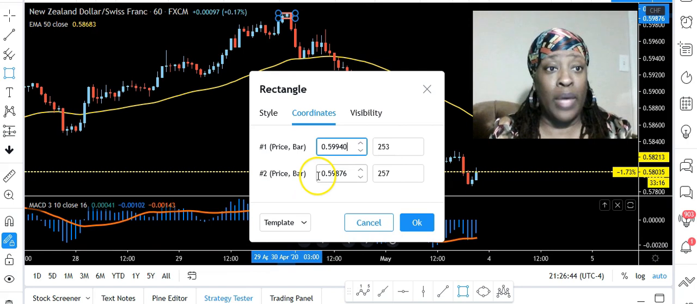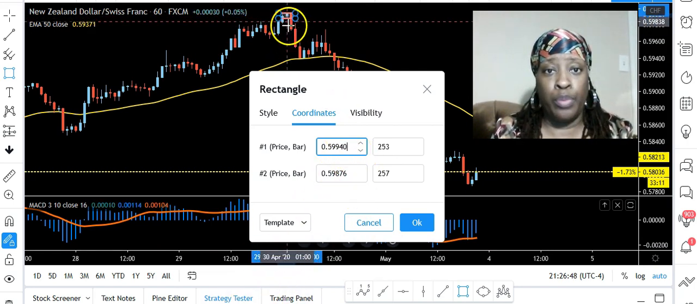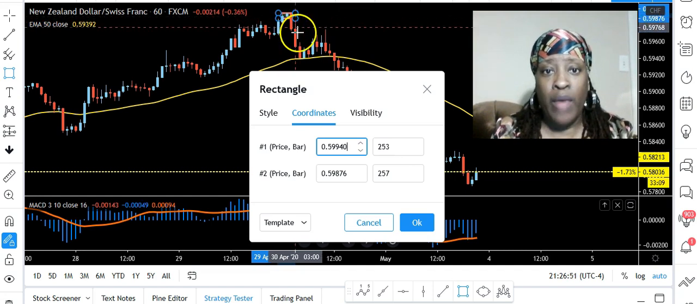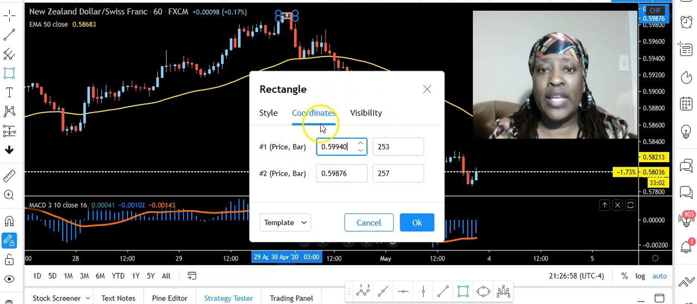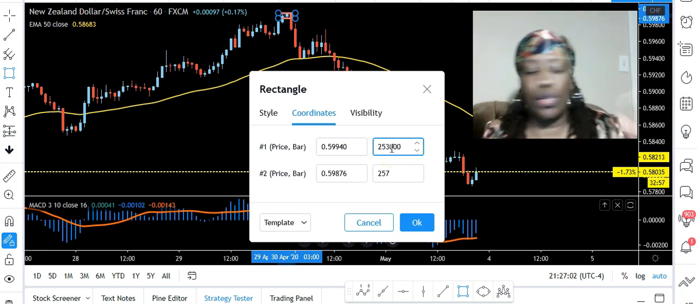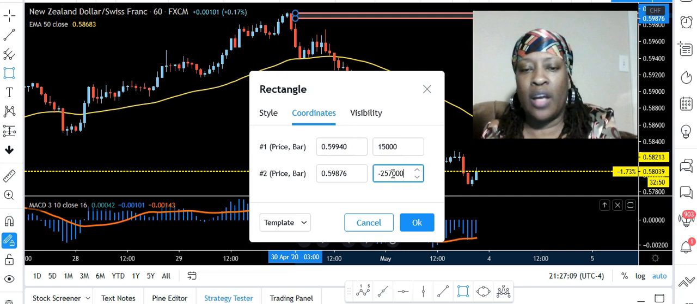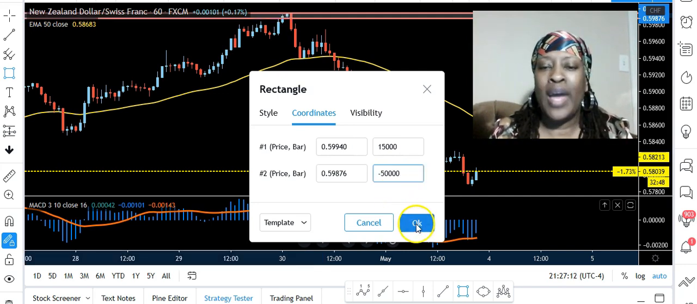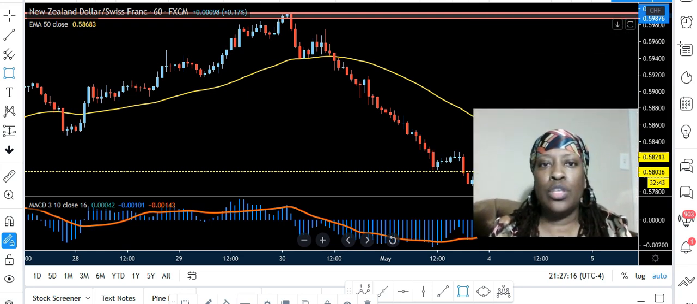So then what I like to do is go down to your gear. Once you pull your rectangle, you hit your little bubble right there, go down to your gear, and then your box will come up. You want to be in coordinates, and then you go over to this area here and just add a couple of zeros. The second box down, you put a minus sign in front of that, and then add a couple of zeros. And this is how you extend the zone.